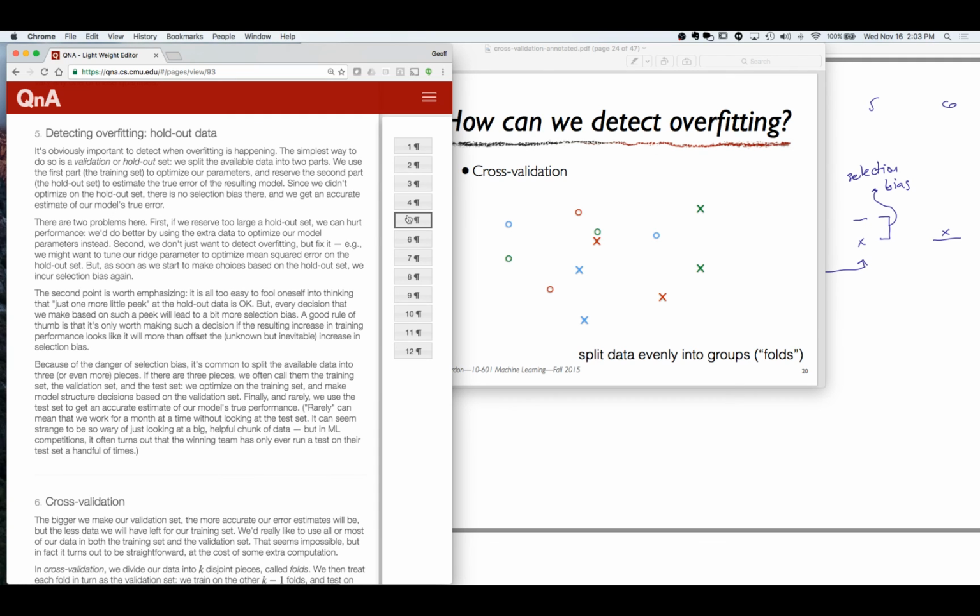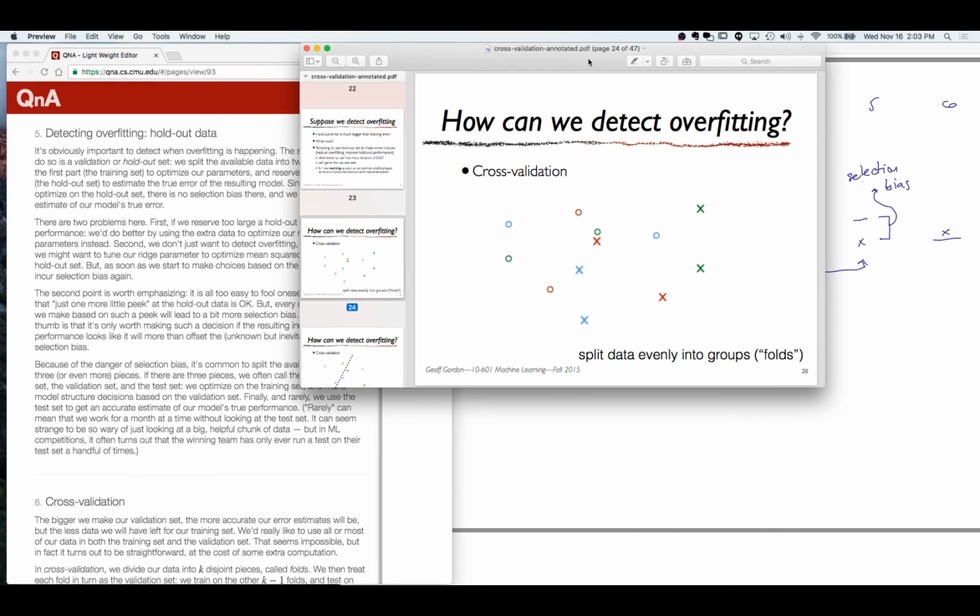So let's go back to detecting overfitting. We know that it's a possibility. We know that it results from selection bias. And so we would like to detect it and then hopefully fix it. One of the ways to do it is to have what's called a validation set or a holdout set. What that means is we split our available training data into 2 parts.